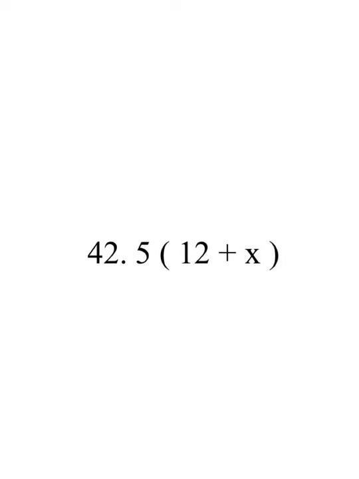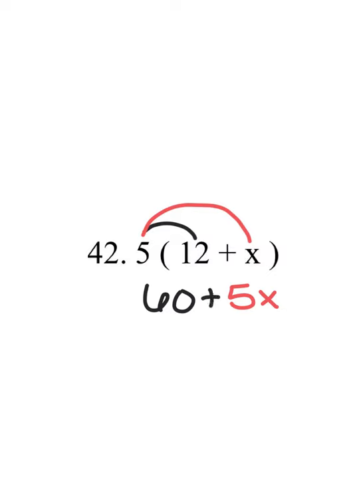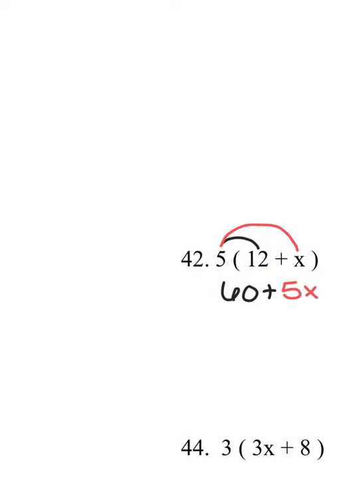Now again, I am going to draw my arrows so I know what I'm doing. First, I'm going to start with 5 times 12. 5 times 12 gives us 60. Next, I'm going to do 5 times x, gives me 5x. And then I bring down what I'm doing in my parentheses, again, is adding. So I end up with 60 plus 5x.